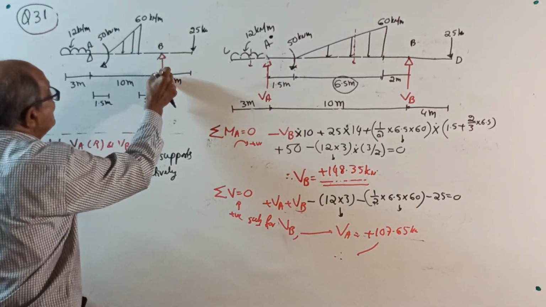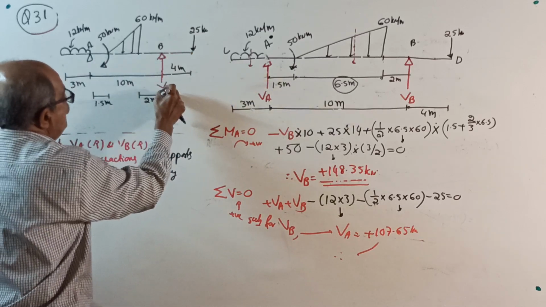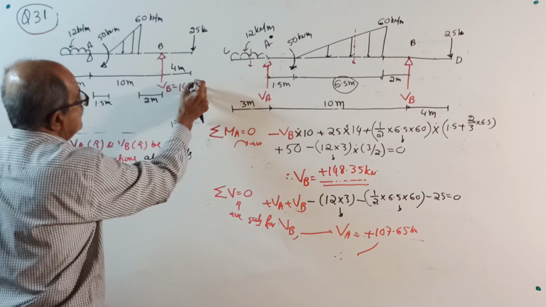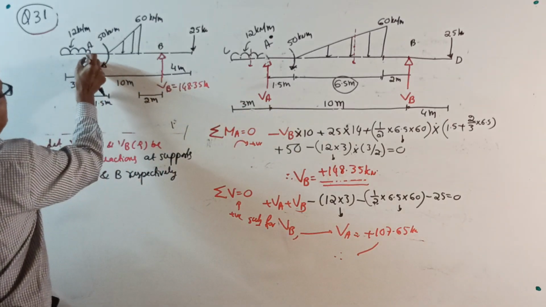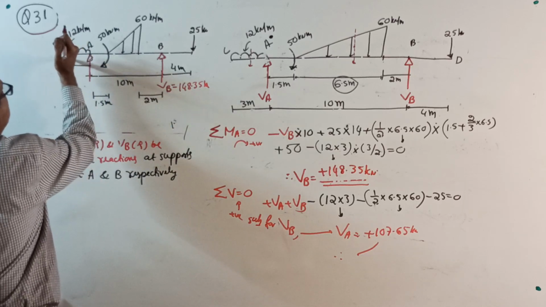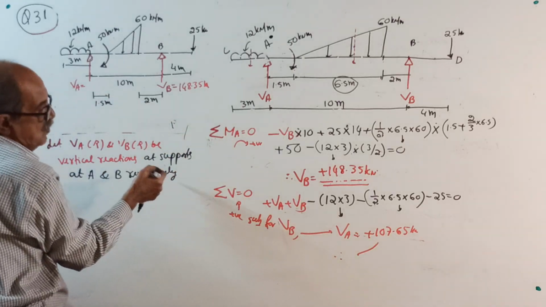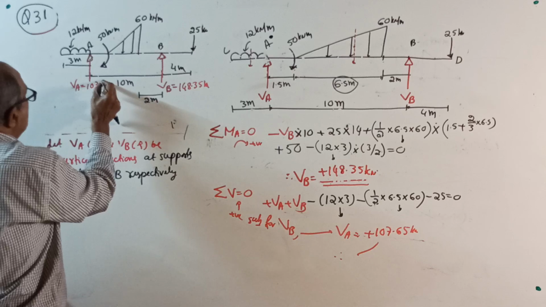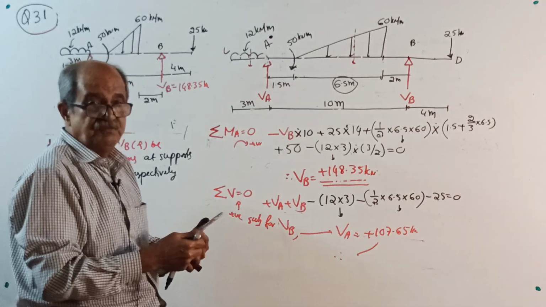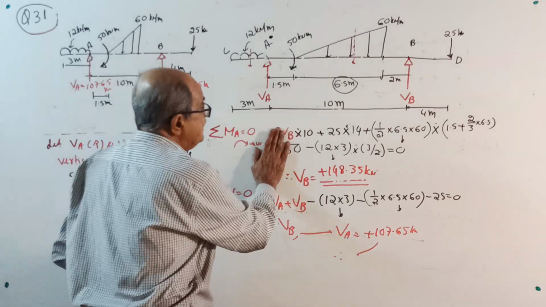Put a sketch here. Once again, write the sketch. 4 meter, that side. Right here, VB equal to 148.35 kilonewton. And your VA equal to 107.65 kilonewton, with 3 meters that side. Now, when you take moment, you should be careful about the triangle also. Now right here, alternate solution.